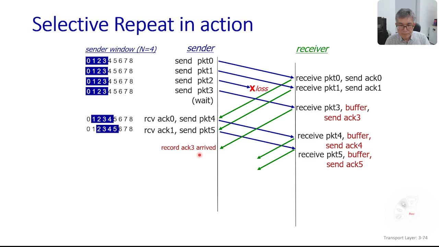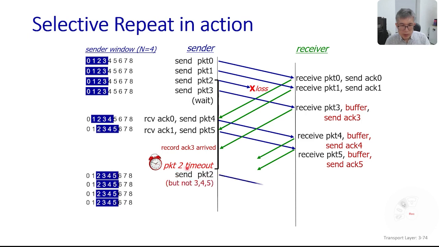arrived, okay? And then the timeout for packet 2 happens, and then just packet 2 is retransmitted because packet 2 is associated with this timer. Just packet 2 is transmitted, not packet 3, 4, 5. And then packet 2 is received and delivered, and then deliver 2, 3, 4, 5. And then send the acknowledge 2.